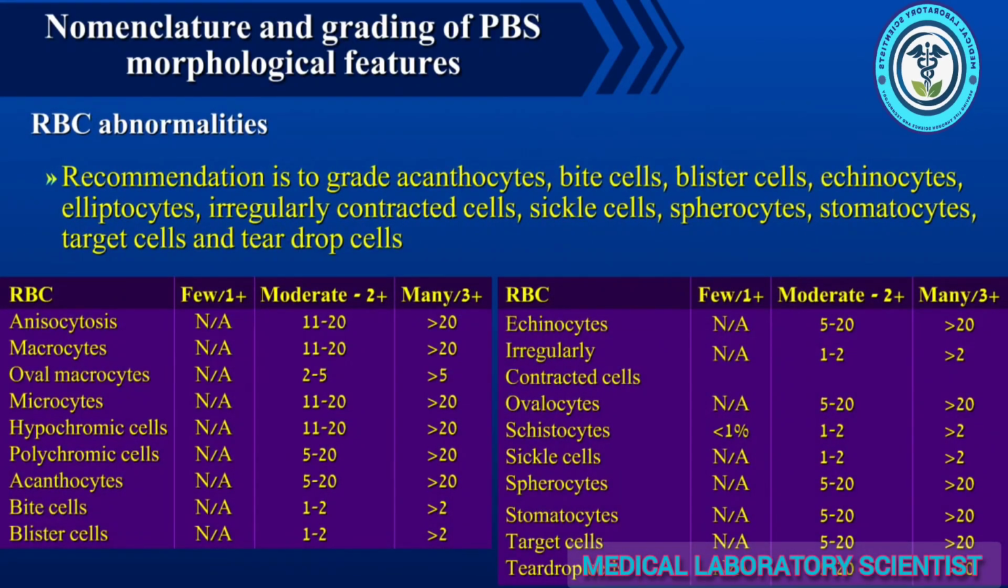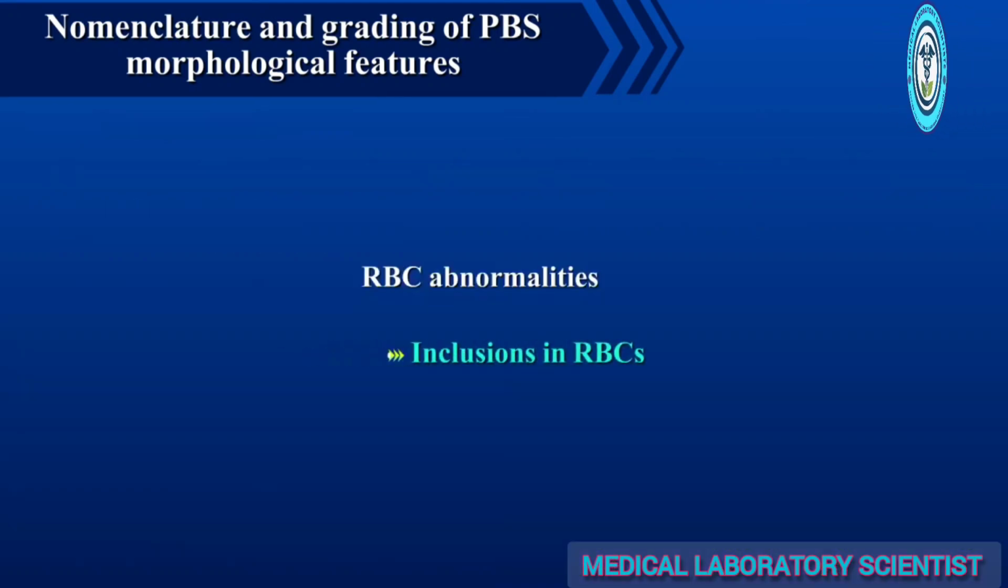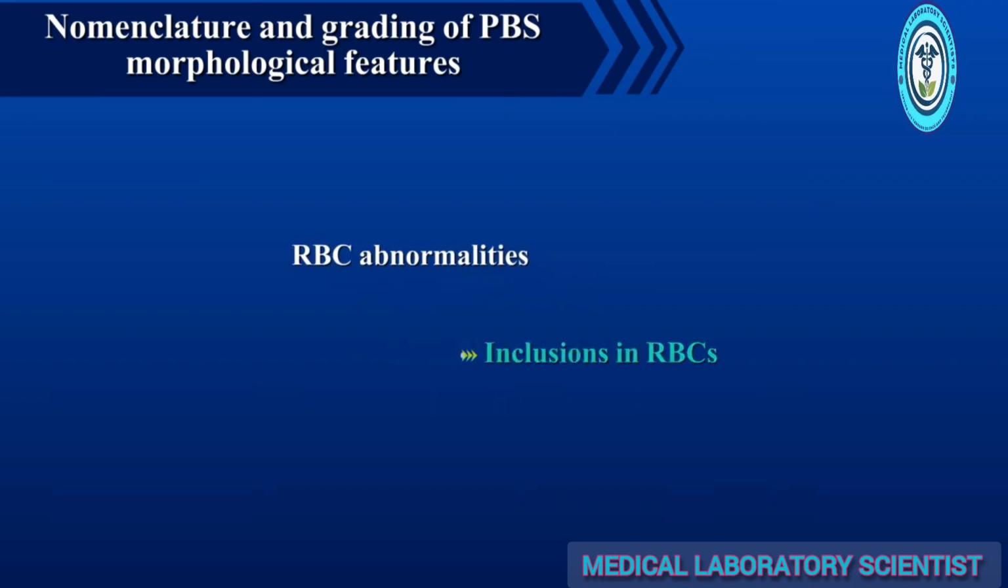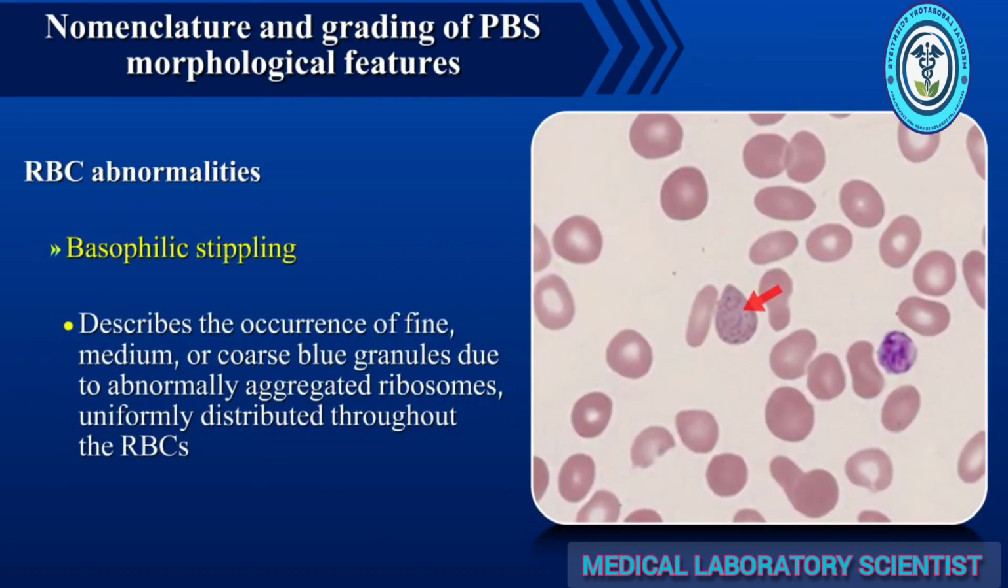The recommendation is to grade acanthocytes, bite cells, blister cells, echinocytes, elliptocytes, irregularly contracted cells, sickle cells, spherocytes, stomatocytes, target cells, and teardrop cells. Coming to fourth, that is inclusions in red blood cells. Basophilic stippling describes the occurrence of fine, medium, or coarse blue granules due to abnormally aggregated ribosomes uniformly distributed throughout the red blood cells.